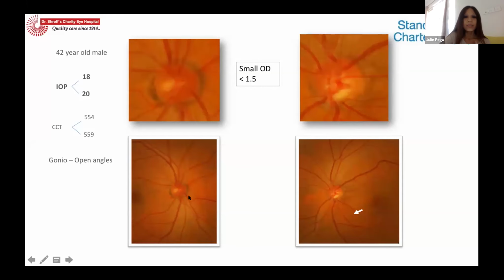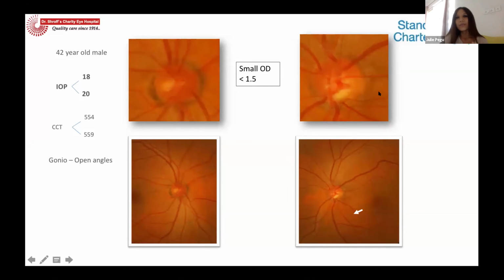But when you go and see the RNFL, you can see that the RNFL still looks intact. But if you go to the periphery, you can probably make out that there's some RNFL loss happening in the periphery, which has not reached the optic disc as yet. So definitely this is a glaucoma suspect patient. But I always thank God for the two eyes that we have, so that you have the other eye for comparison.